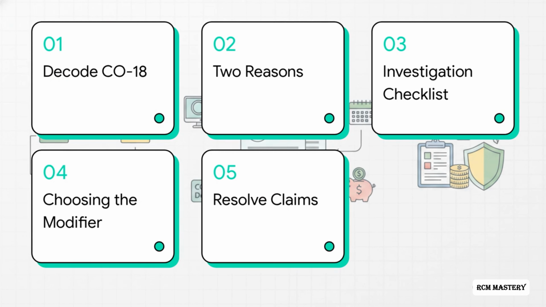Here's what we're going to cover. First, we'll decode what CO-18 really means. Then we'll get into the two main reasons you see it. After that, I'll give you a quick investigation checklist. We'll figure out which modifier is the right one to use. And finally, we'll map out the different ways you can resolve these claims and get them closed out.